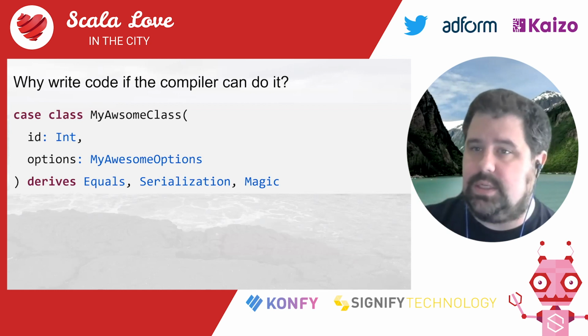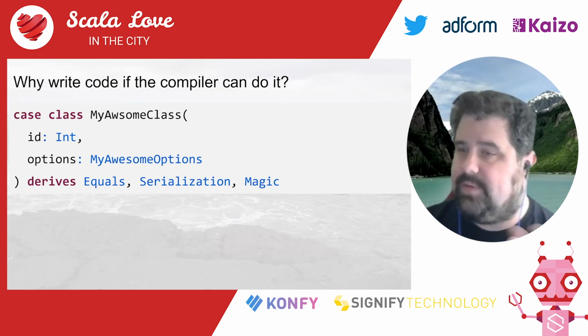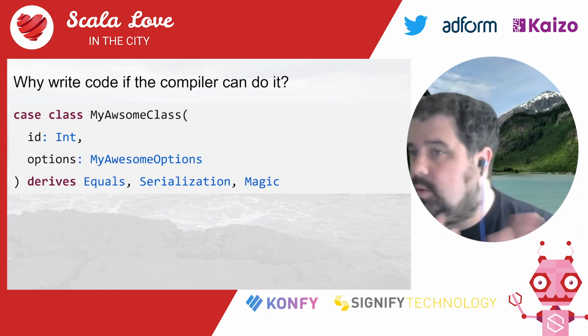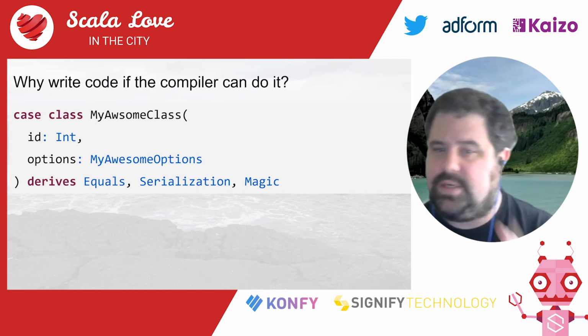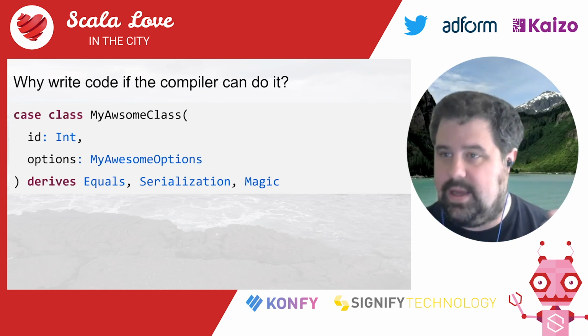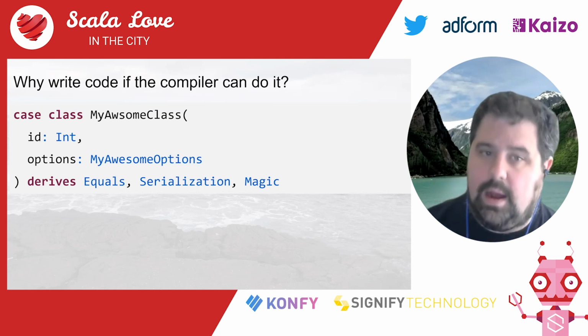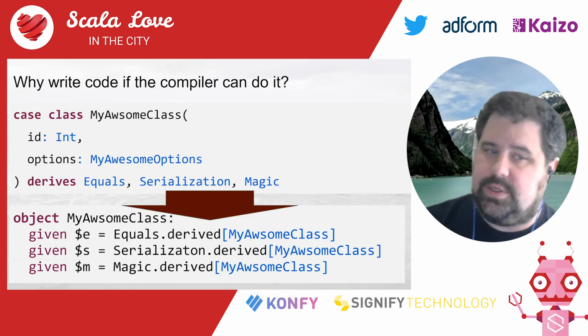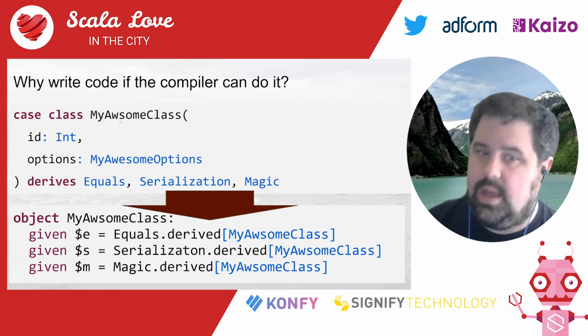So in Scala, there's this thing called derives now. When I have a case class, I can say I want this case class to derive the equals type trait. I want it to derive serialization, and I want it to derive some magic, because I wrote a magic class, and that should be magical, right? What the compiler actually does with this is, when it synthesizes your companion class, it calls equals.derived.